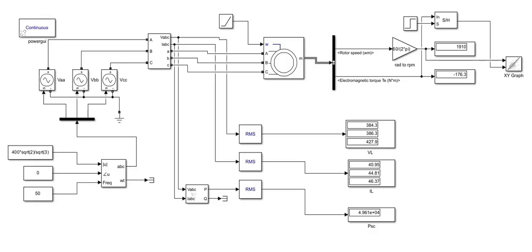So we're going to move to test 4, where we simulate the torque-speed characteristic of the 3-phase induction motor. We set the constant value to 400 times square root 2 over square root 3. Then we add the ramp block and step block. Then we add the XY graph to get the result of the characteristic.